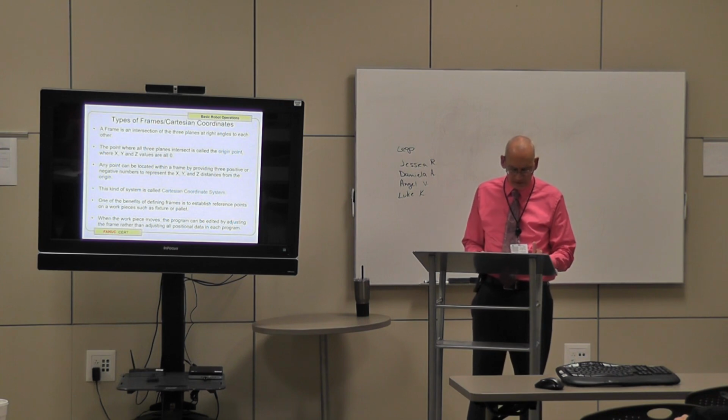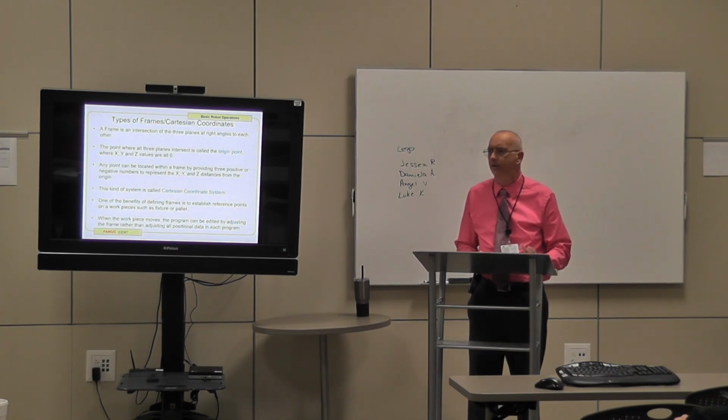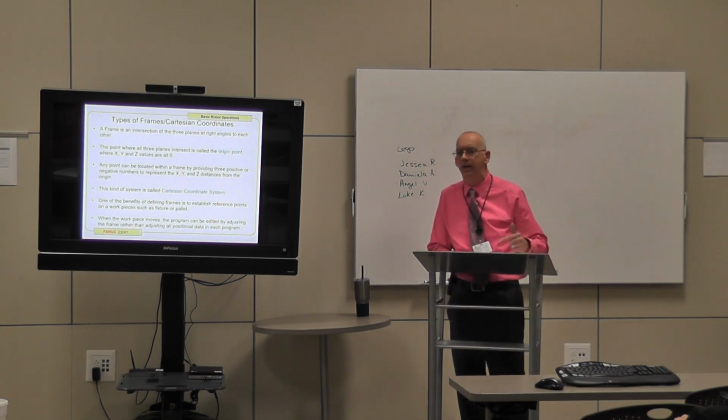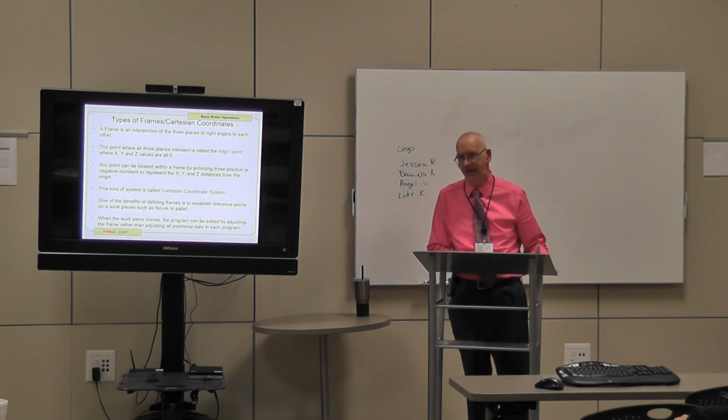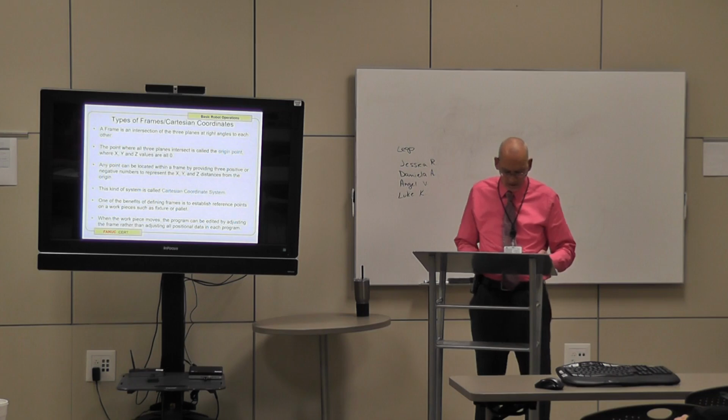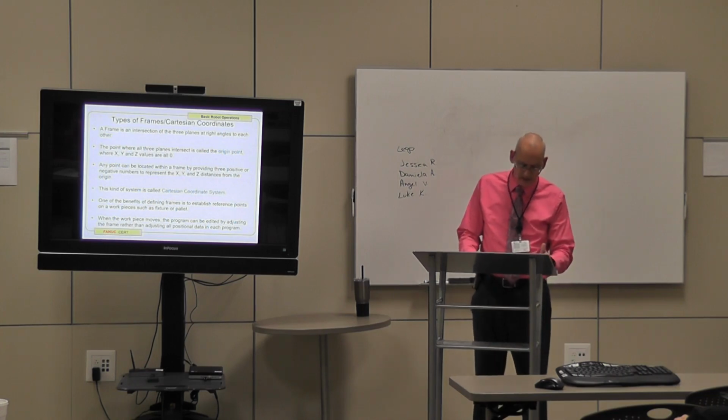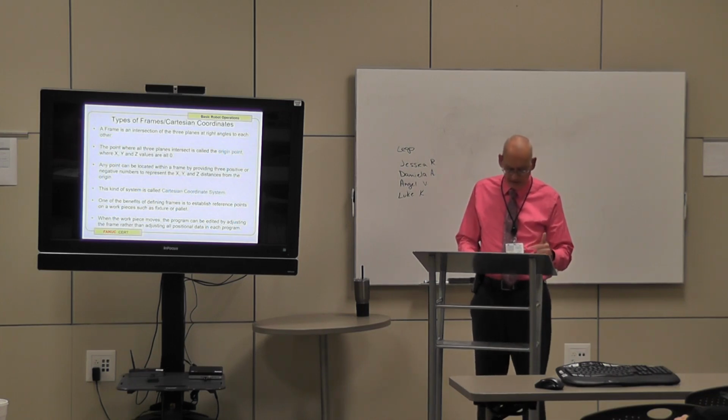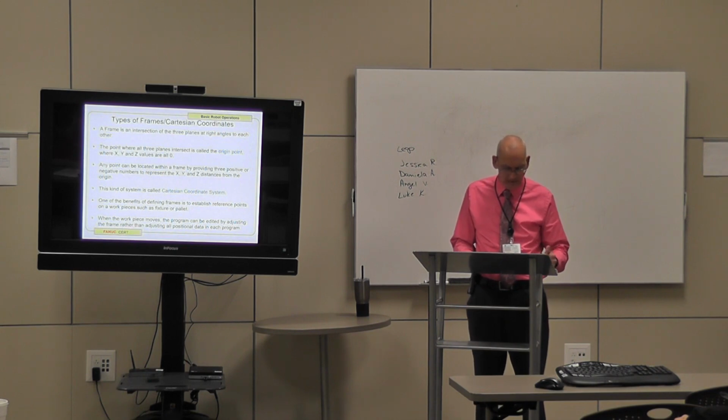The point where all three planes intersect is called the origin point. Remember that, origin point, because you're going to have to use this in your lab when we go to define our user and tool frames. Any point can be located within a frame by providing three positive or negative numbers to represent the x, y, and z distances from that origin. This kind of system is called a Cartesian coordinate system.